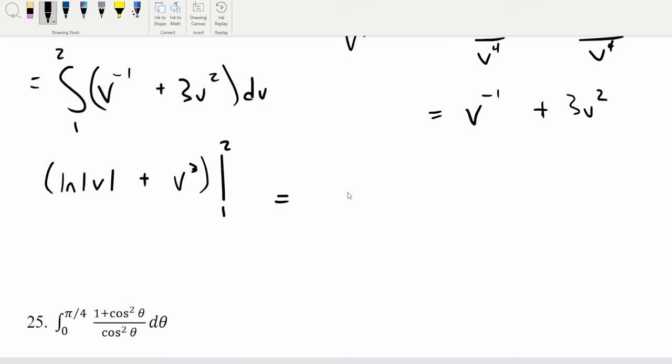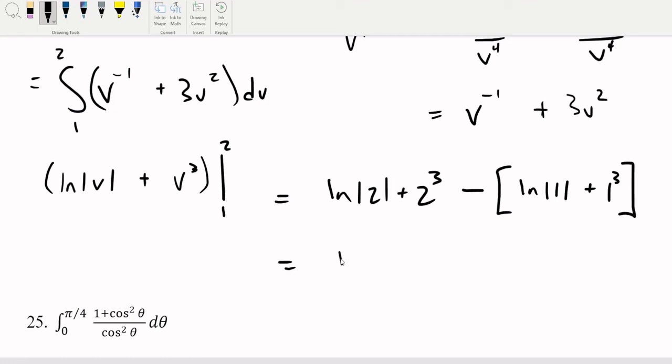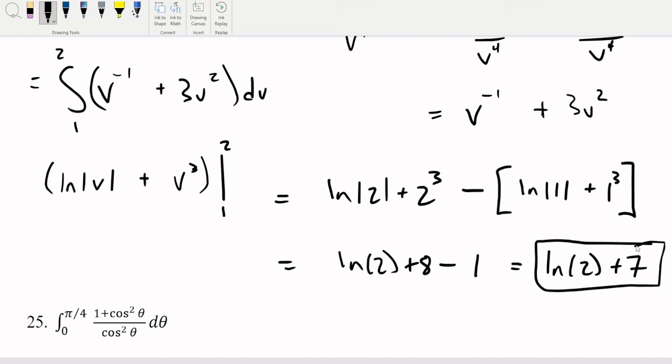So let's do it. Plug 2 in: natural log of 2 plus 2 cubed, minus, put the bracket in, natural log of 1 plus 1 cubed. That's equal to natural log of 2 plus 8 minus, natural log of 1 is 0, 1 cubed is 1, which is natural log of 2 plus 7, which is a perfectly fine answer. You can plug this in the calculator if you want a decimal approximation, but it's not necessary. So: antiderivative, plug in the 2, minus, plug in the 1, simplify.